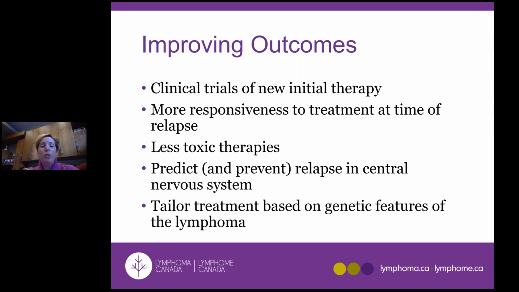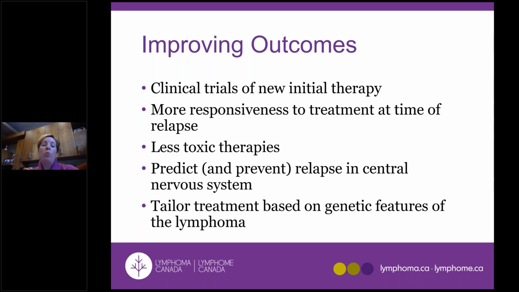So one way to do that is clinical trials of new initial therapies. I would encourage anyone who's newly diagnosed to consider asking your physician if there's any new initial therapy trials open. That is how we learn about improvements, and we get access to new treatments for patients.